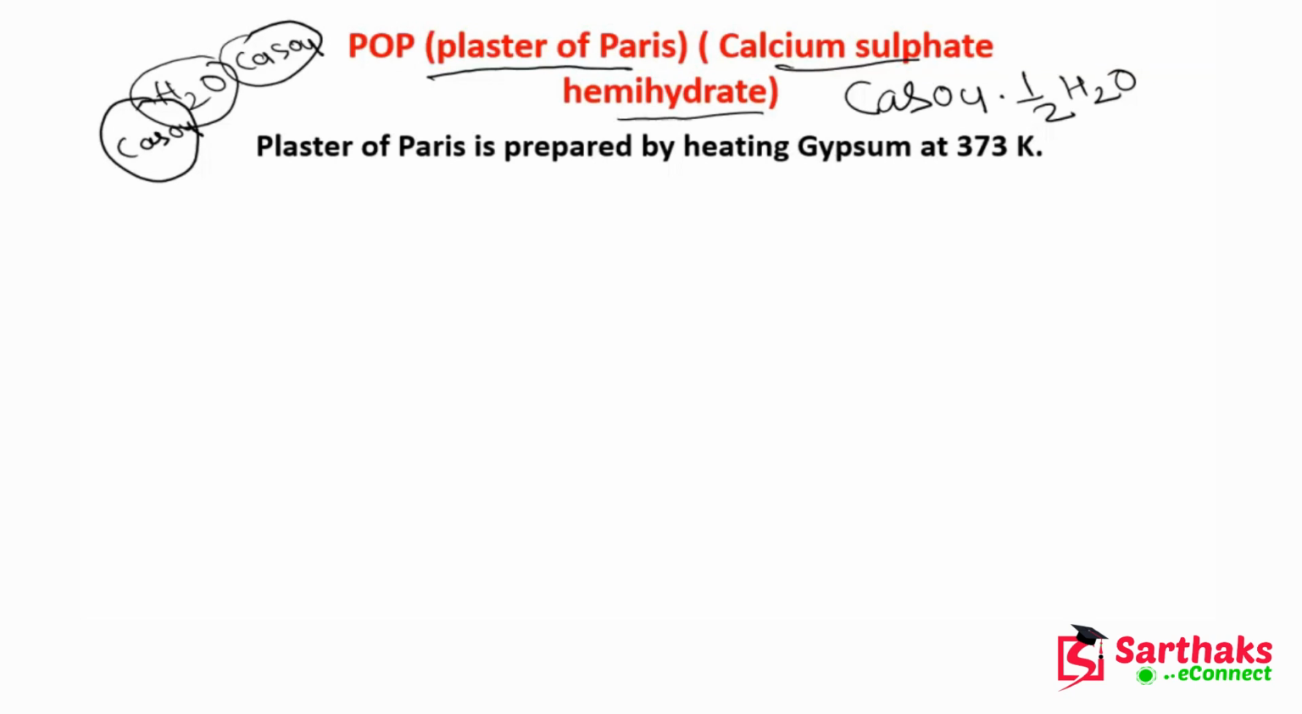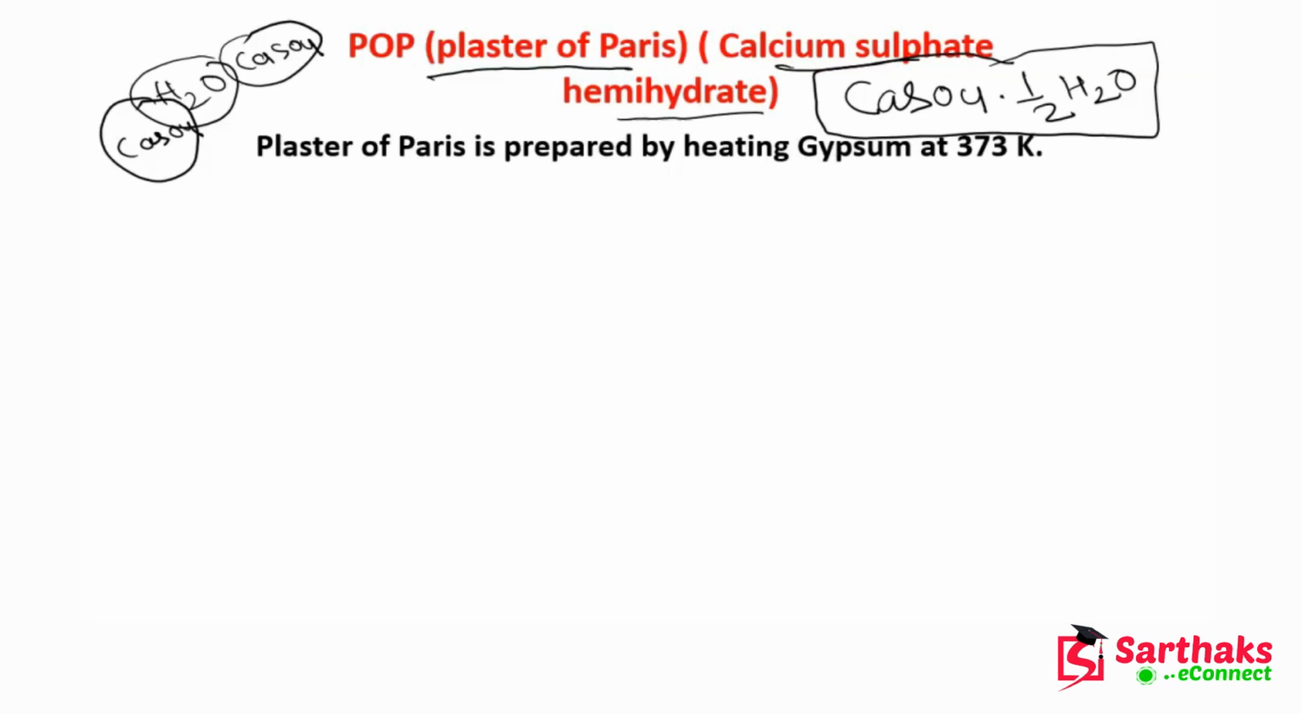Okay, so if two molecules are sharing one molecule, so one molecule is actually sharing half of the molecule. So that's why this is the formula of POP. Now guys, let's talk about how we get this POP.